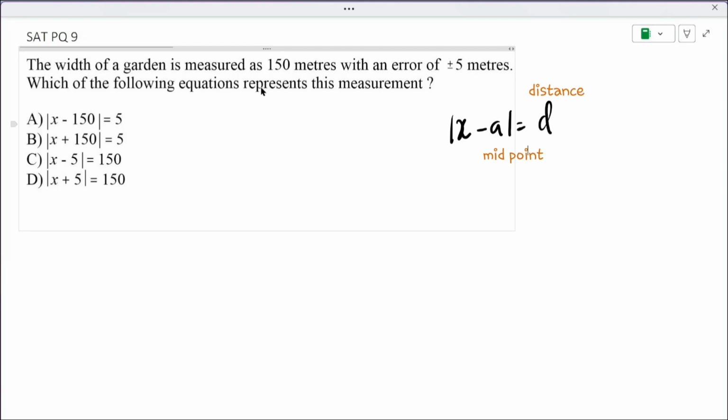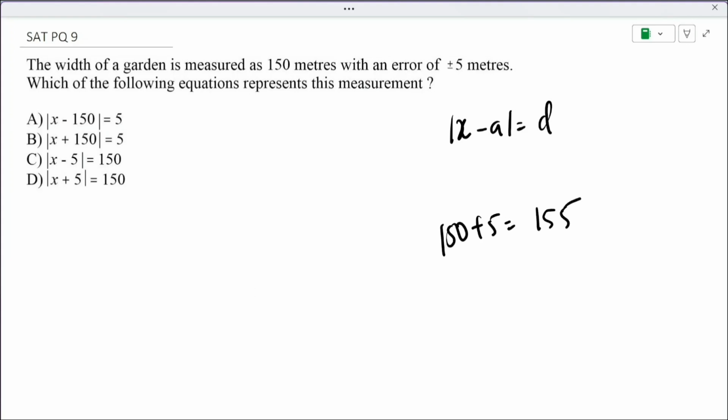In this case, if you look at this question, 150 is the midpoint because it has an error of plus or minus 5. So if it were plus 5, it will be 150 plus 5. That will give you 155. And if it were negative 5, it will be 150 minus 5. That will give you 145.